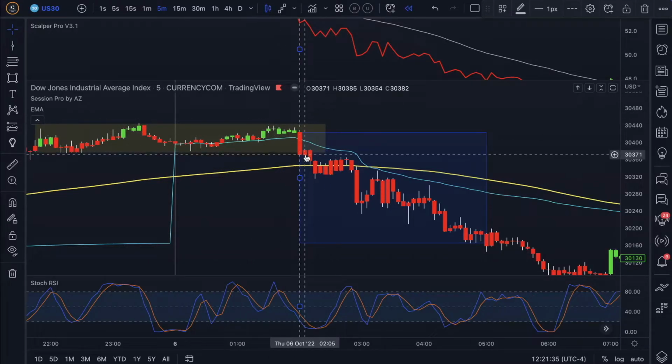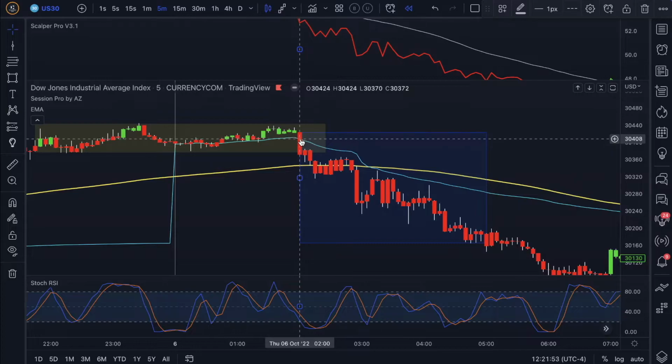So we are a little bit more patient. You can take this setup if you want, but like I said, we are not here to chase the market. We are here to stalk and wait for our perfect setup to appear on one of the four instruments you're looking at, and then we take it and execute it with perfection.